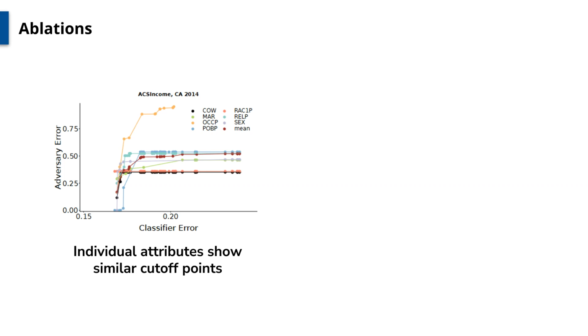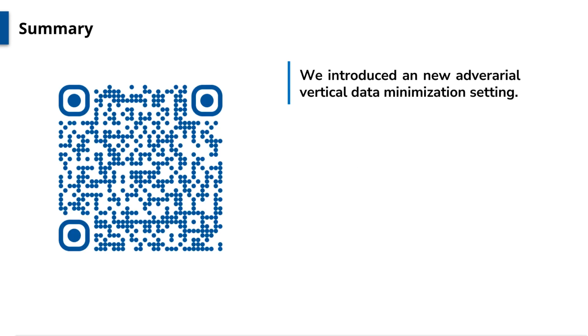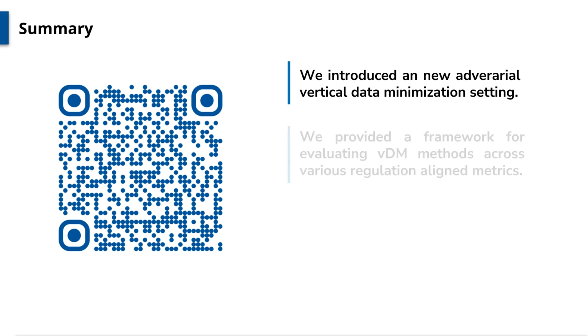Notably, we find that PAT, despite the joint objective, leads to strong individual attribute privacy protection. Further, we find that it is quite stable to reasonable distribution shifts as shown here on 5 dataset splits of the ACS employment dataset. In summary, we introduced a new adversarial vertical data minimization setting.